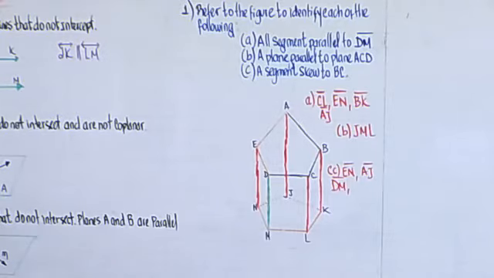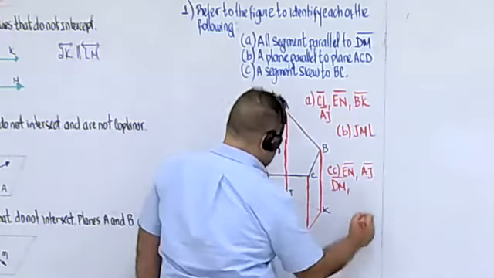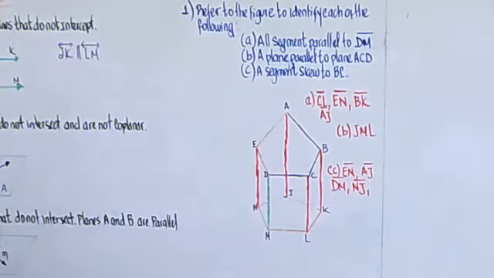NJ, because these lines are connected, there's no intersection point, but they're creating a shape, NJ. What else? What else?